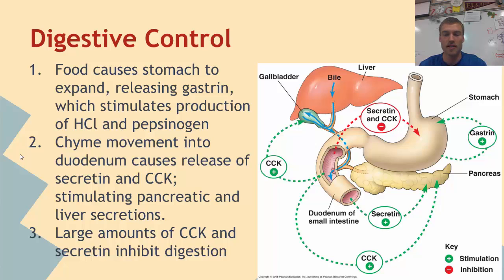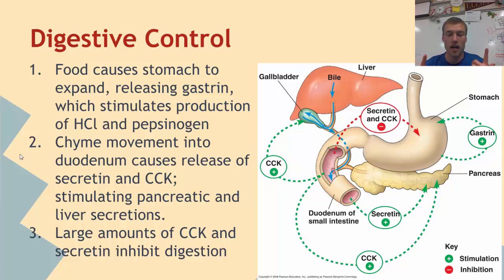And the secretin and the CCK stimulate the pancreas to release its enzymes. The CCK stimulates the gallbladder to release the excess bile, and all of the enzymes and secretions then go into the duodenum to do the process of digestion.